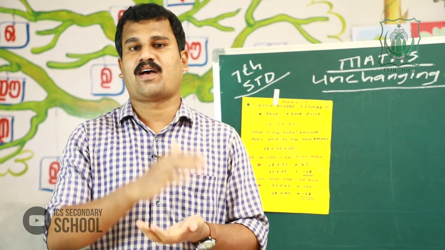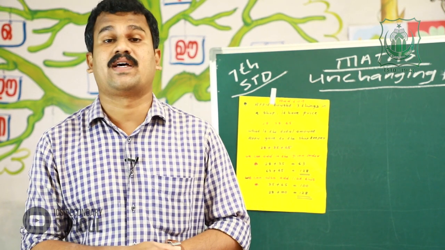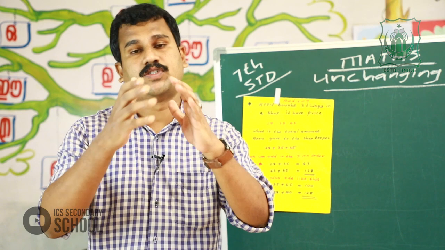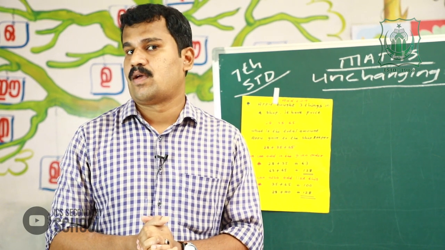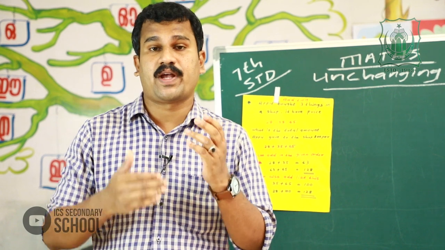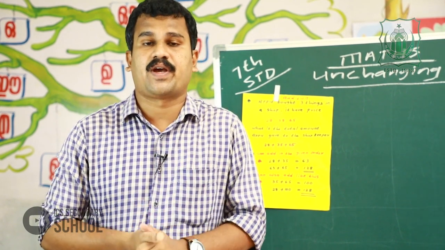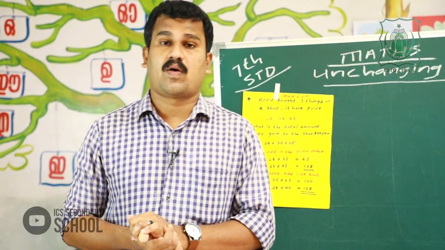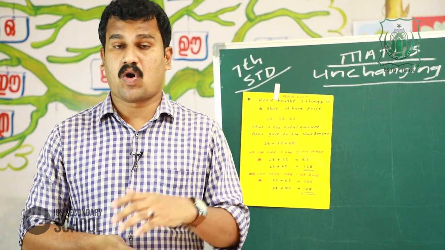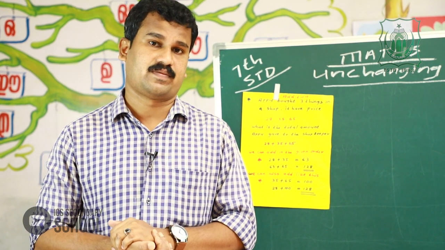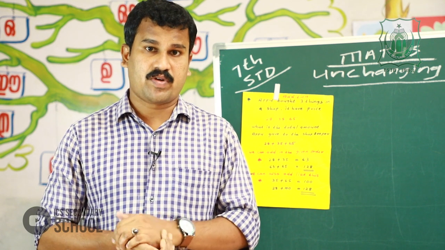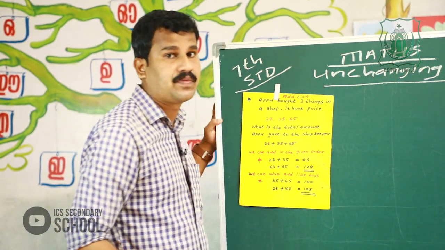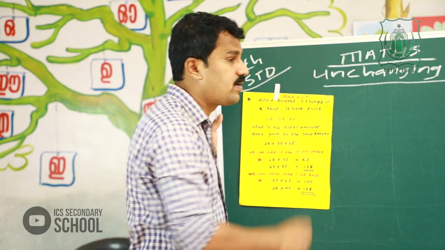In the last class, we discussed the concept of unchanging relation and algebra. Do you remember? We have already discussed what is meant by unchanging relation and what is meant by algebra. We have done more algebraic form problems. Today we will discuss more about this chapter, that is unchanging relation.